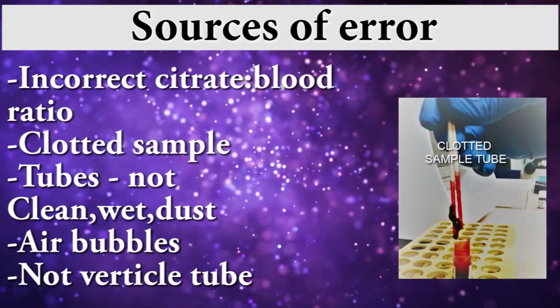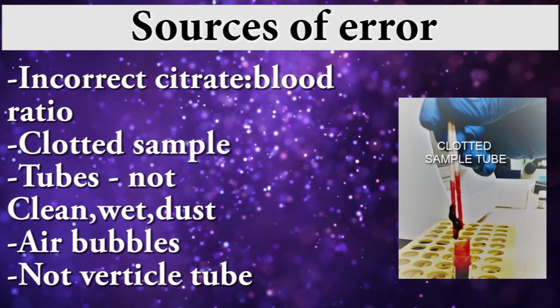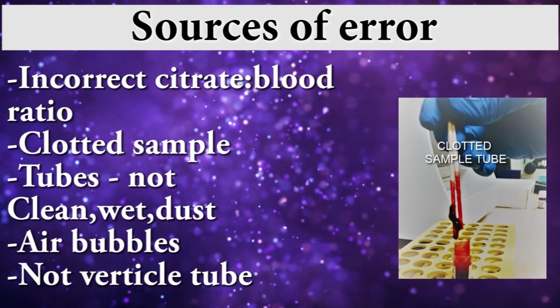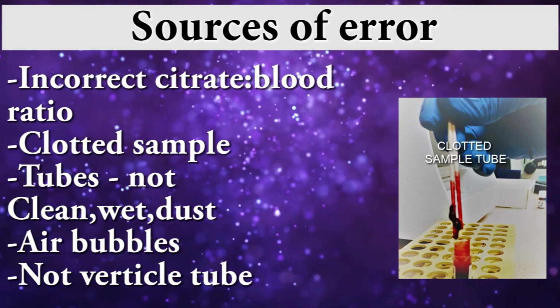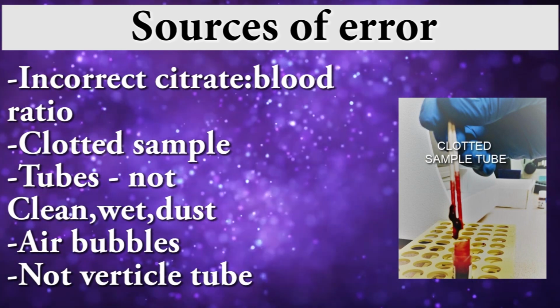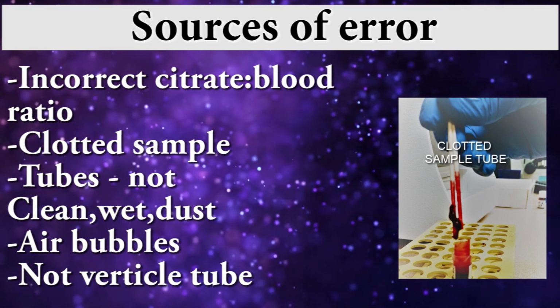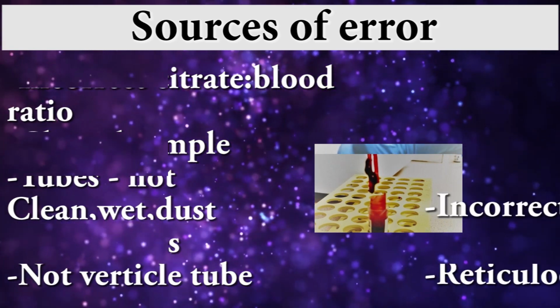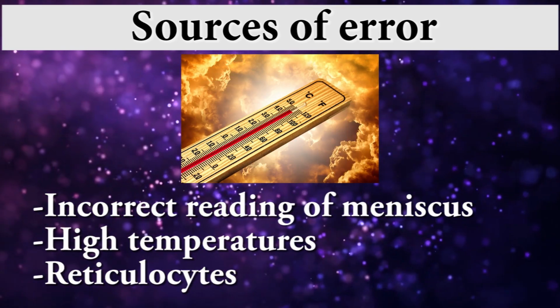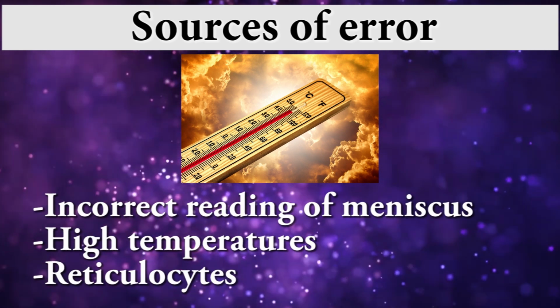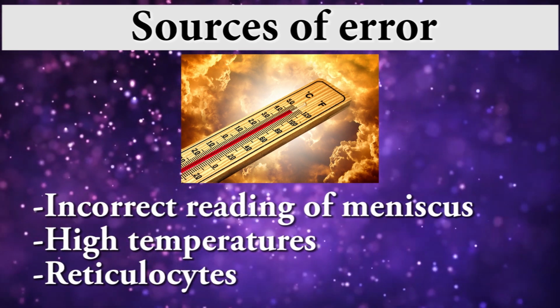Sources of errors: incorrect citrate and blood ratio, clotted sample, tubes that are not clean, wet or dusty, air bubbles, tube not vertical, incorrect reading of meniscus, high temperature, reticulocytes.